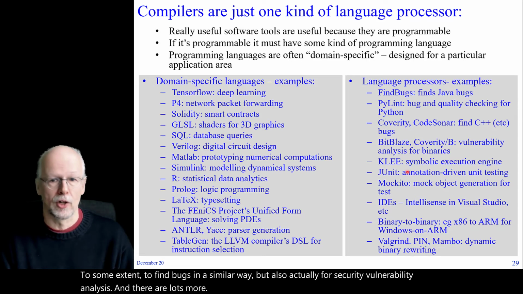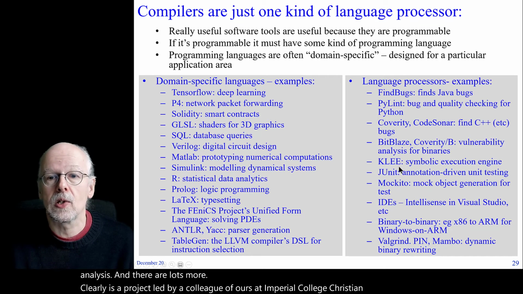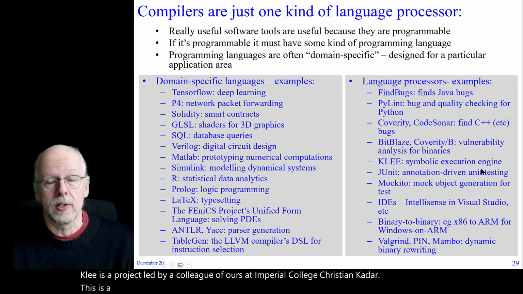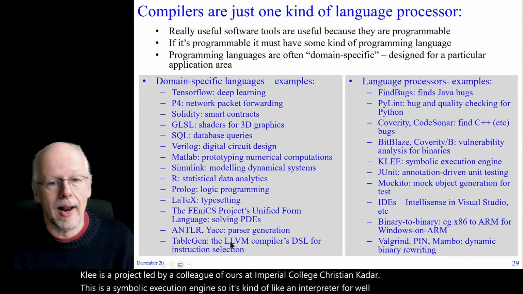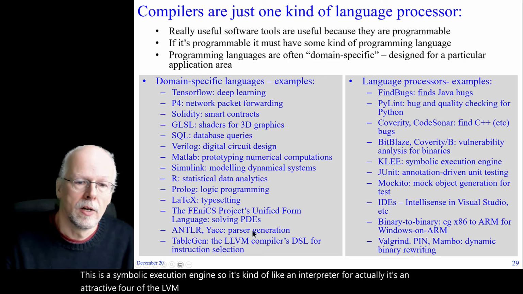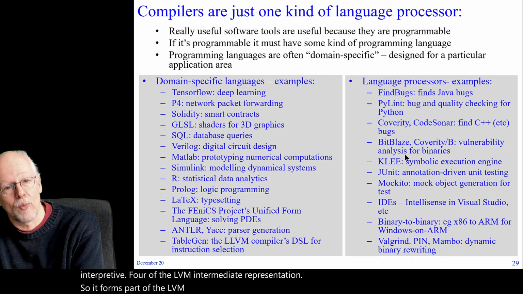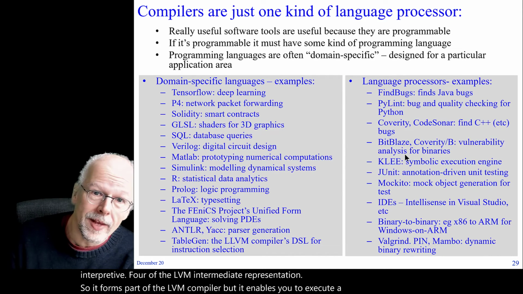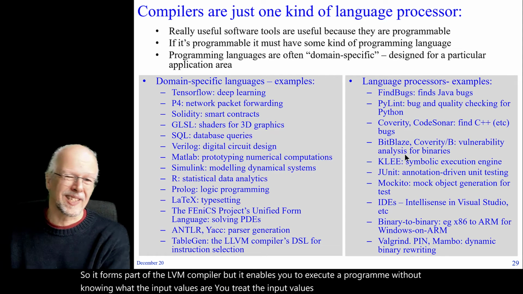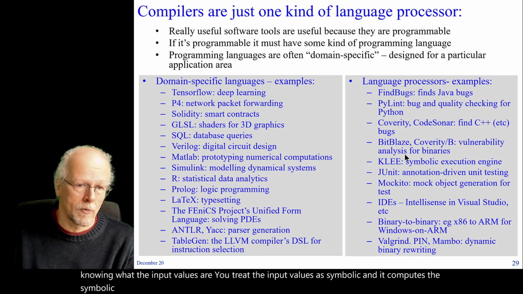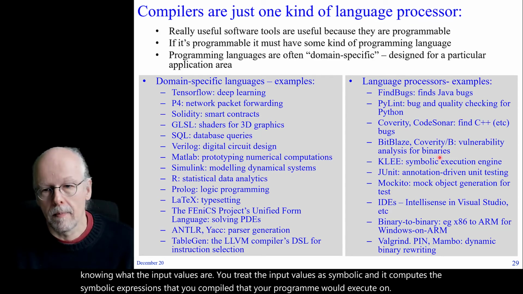KLEE is a project actually led by a colleague of ours at Imperial College, Cristian Cadar. And this is a symbolic execution engine. So it's kind of like an interpreter for, well, actually it's an interpreter for the LLVM intermediate representation. So it forms part of the LLVM compiler, but it enables you to execute a program without knowing what the input values are. You treat the input values as symbolic, and it computes the symbolic expressions that your program would execute on. And there are many, many more.